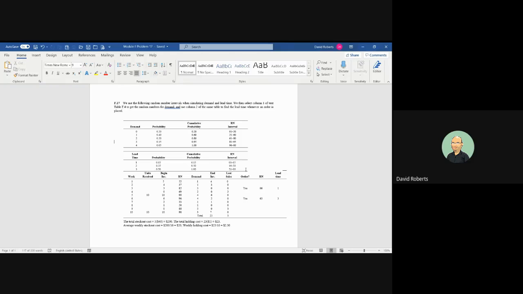Get a random number of 88, which means you have 3 people coming in to want to buy refrigerators, but you do not have any. So you lose those sales. So you have lost sales of 3.